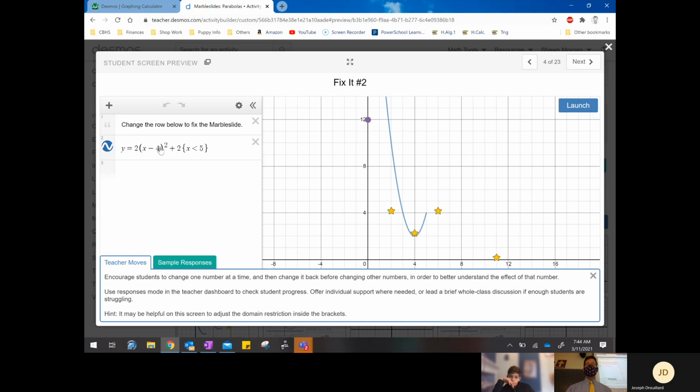What type of translation is that? Is that horizontal and therefore on the inside and counterintuitive? Or is it vertical and therefore on the outside and it is what it is? We want it to be horizontal. So if I want it to slide to the left, I must do what? It's counterintuitive. I gotta add on the inside. So let's add something. Let's, I don't know, let's add 4. Let's see how that goes.